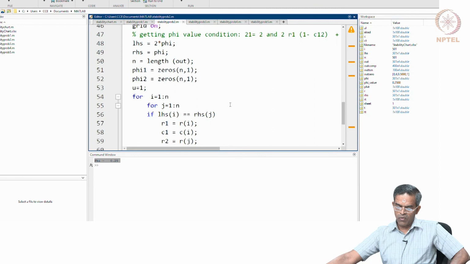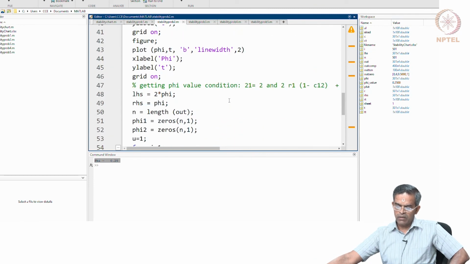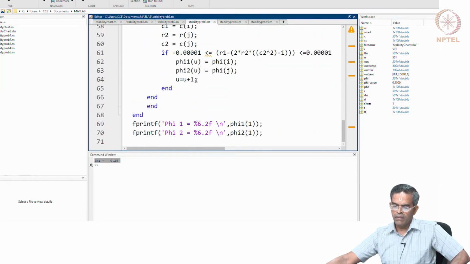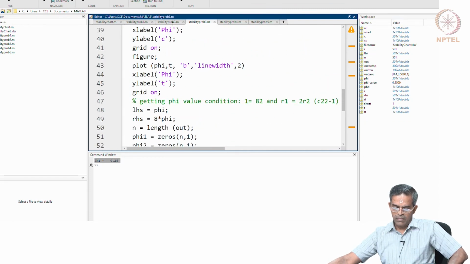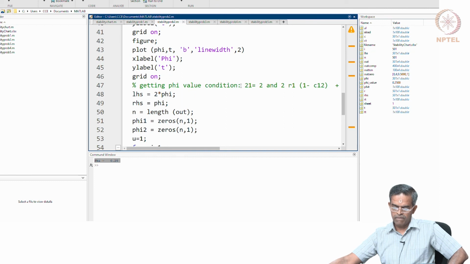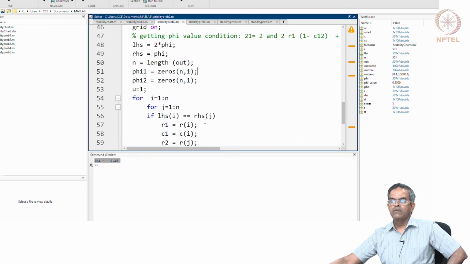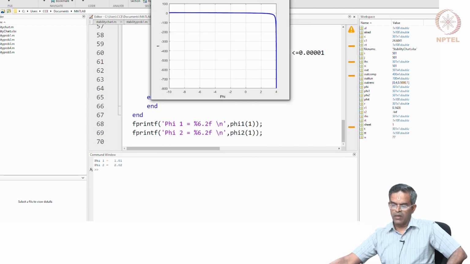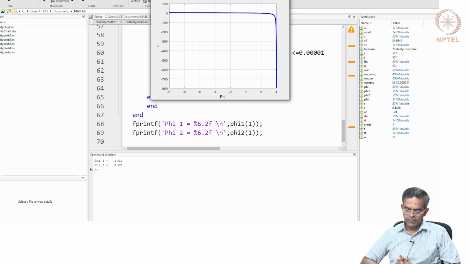So, using Matlab, again the same plot, but I am going to show you the control equation. The control equation what we had is 2R1 1 minus C1 square, plus R2 is 0, isn't it? This is the control equation here. So, we have developed this control equation, apply this and wrote an algorithm, and then we run this program. So, forget about these plots, we get phi 1 as 1.01 and phi 2 as 2.02.